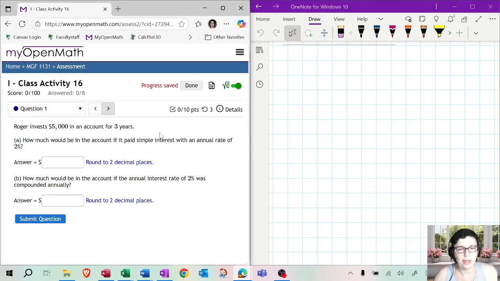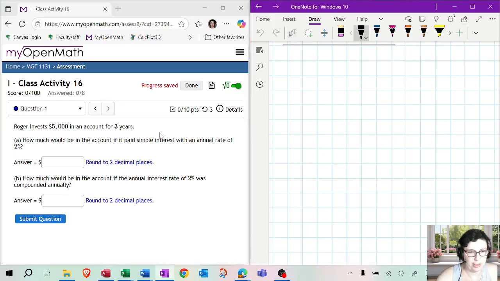Let's take a look at a comparison between simple interest and compounding. So what's going on with the simple interest? Using this example, I'm going to show you the main difference. Imagine that you are trying to invest $5,000. That is your initial investment, and you are investing it for 3 years.